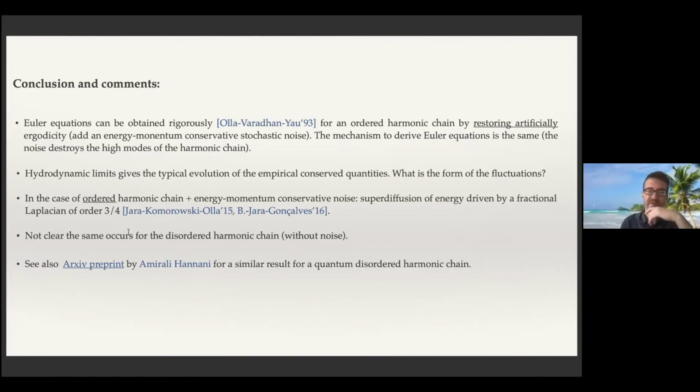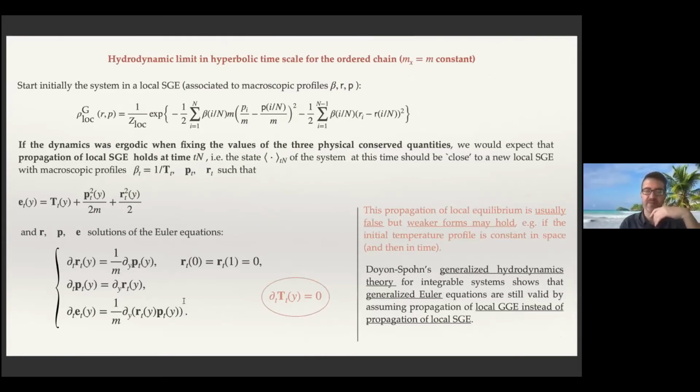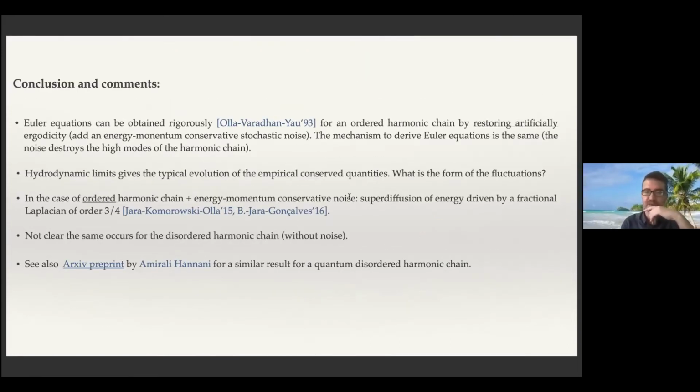In the case of the ordered harmonic chain plus energy and momentum conservative noise, the hydrodynamic equations are given by the Euler equations that I presented before. Then you can start to study the fluctuations for this system. And what you observe is that you have some superdiffusion of energy, which is driven by a fractional Laplacian of order 3/4. This was proved in a paper by Milton Jara, Tomasz Komorowski and Stefano Olla a few years ago.